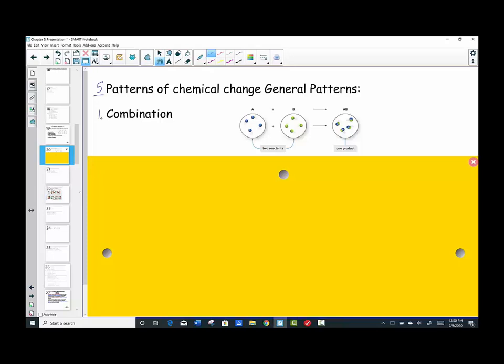Some texts call it a synthesis. We're going to call it a combination. Notice the pattern of change says I take a reactant called A, and I combine it with the reactant called B, and I form a single product, AB. This single product makes this combination unique. Combinations are the only pattern that makes just one thing on the right side of the arrow, a combination reaction.